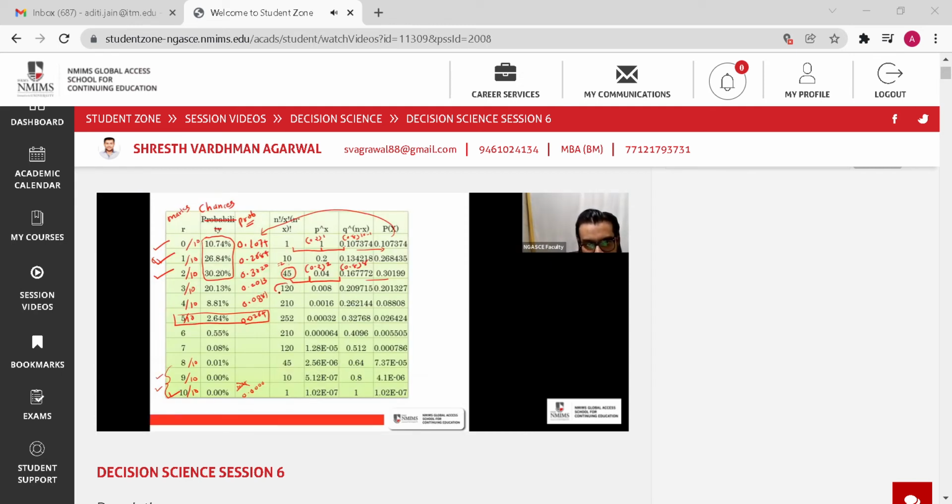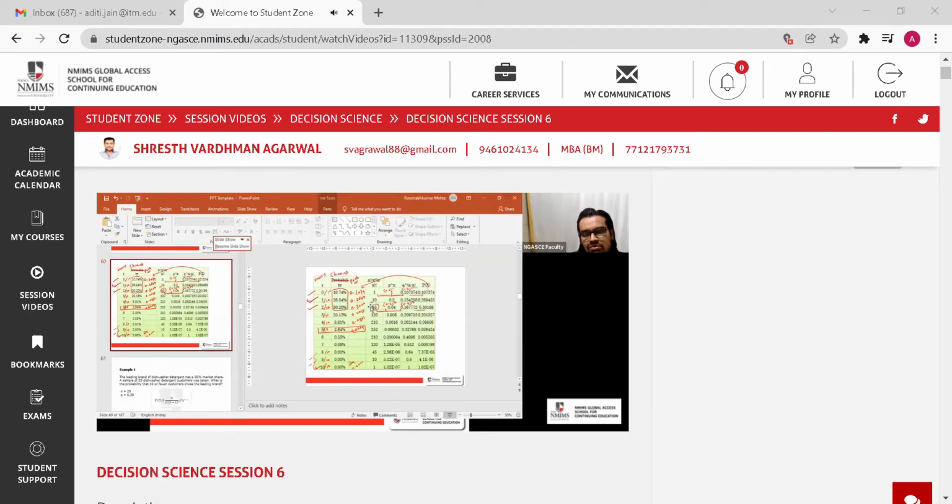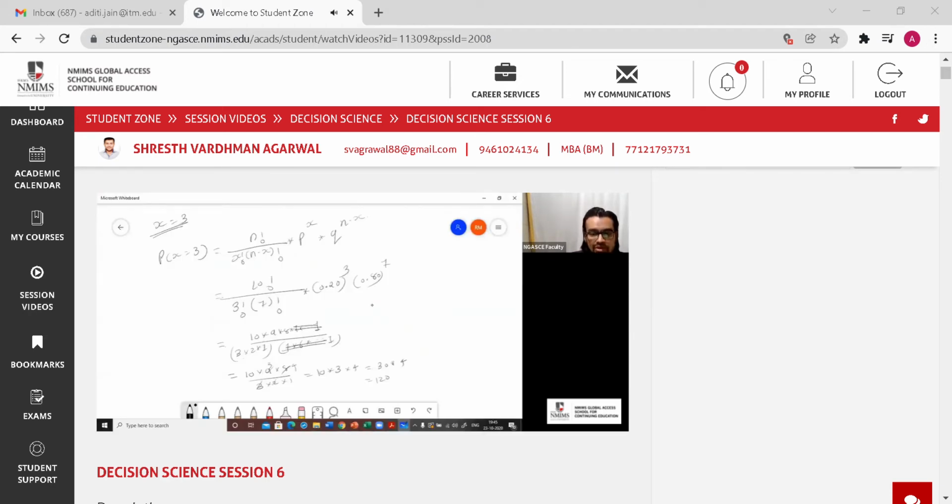This is how 120 has been written here, and in the same way everywhere. Okay, now this part is 120. We need to multiply with this. So the multiplication will go up to 3 times: 0.20 multiplied by 0.20 multiplied by 0.20. And this is going to be 7 times, okay?